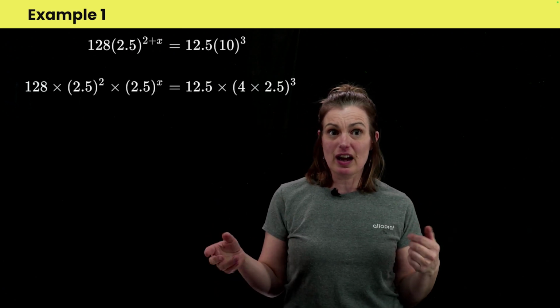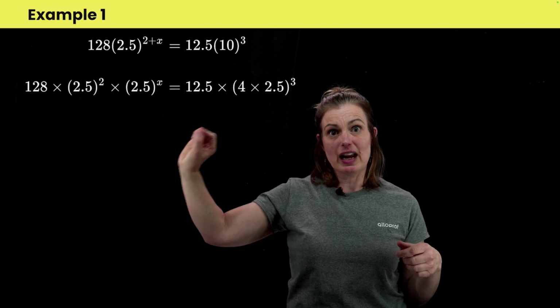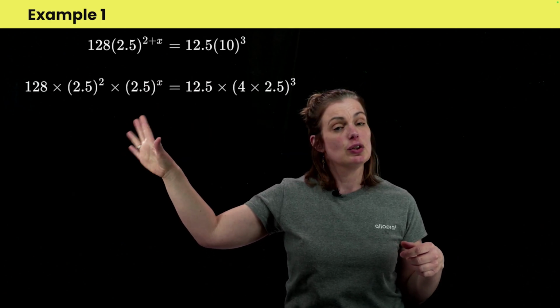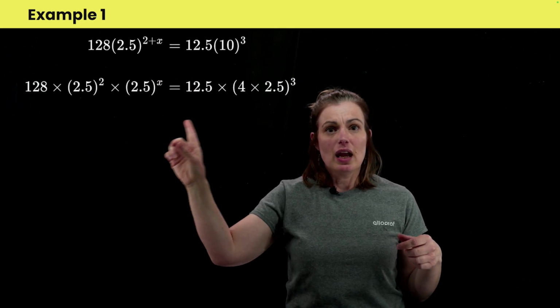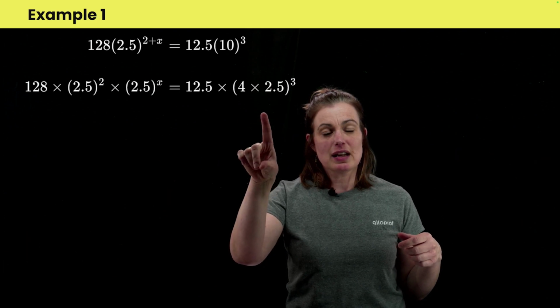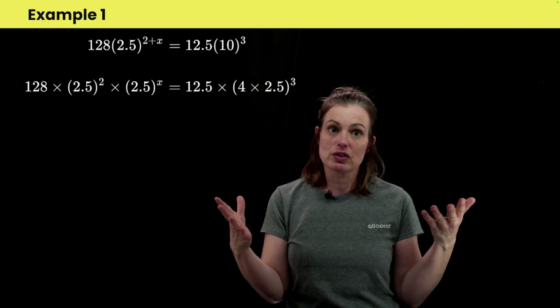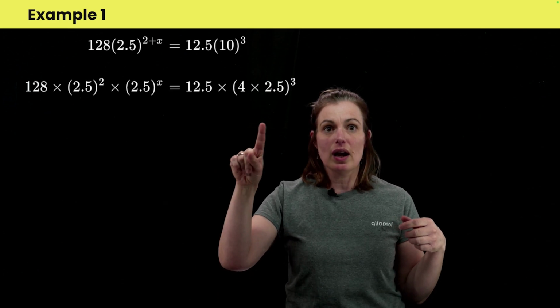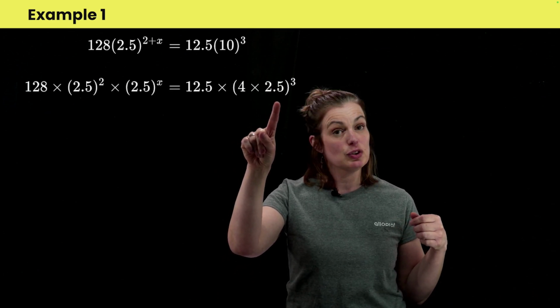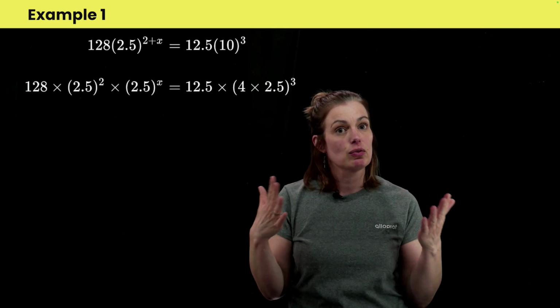The way to start that is to take those exponents that I added and convert that into a product of powers on the left. On the right-hand side, you can see where I've taken my 10 and made that into factors of 2.5. In doing so, I've created the common base of 2.5, and I want to keep that through the rest of my problem.